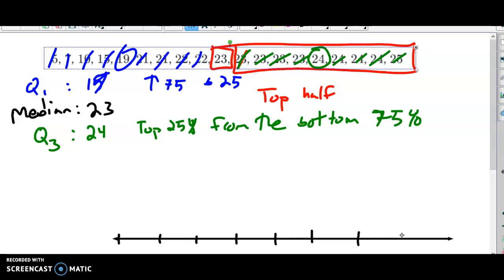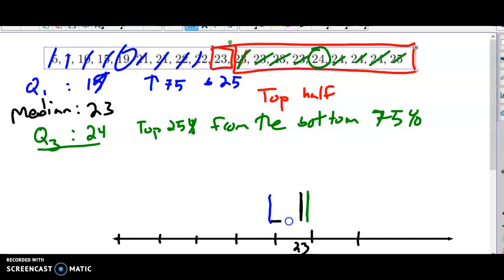But I'm going to first mark my median with a line. Here I have 23. So I'm going to go 5, 10, 15, 20, 25. So 23 is about right here, and it's going to be a line. Then I'm going to mark my quartile 3 at 24. That's not quite 25, but it's right there. And then I'm going to go to 19 with my quartile 1. This is 20, so it's just on the other side.